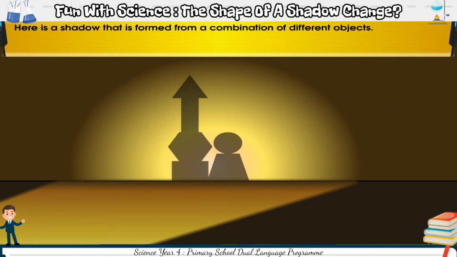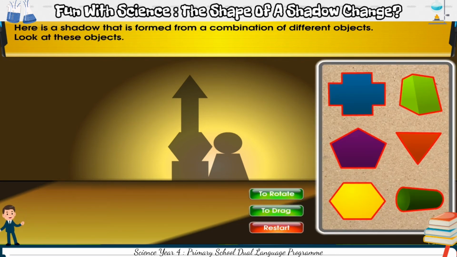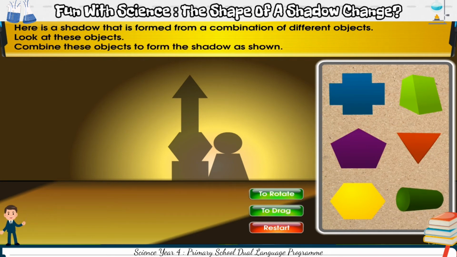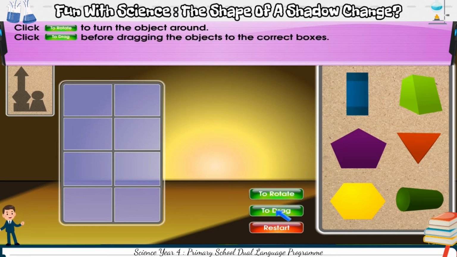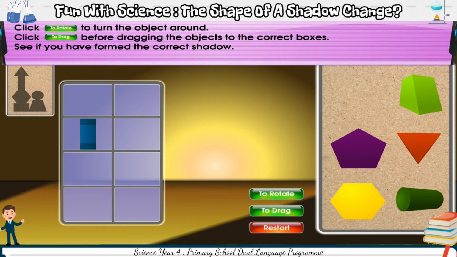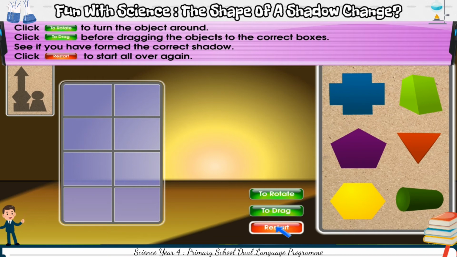Here is a shadow that is formed from a combination of different objects. Look at these objects. Combine these objects to form the shadow as shown. Click to rotate to turn an object around. Click to drag before dragging the objects to the correct boxes. See if you have formed the correct shadow. Click Restart to start all over again.